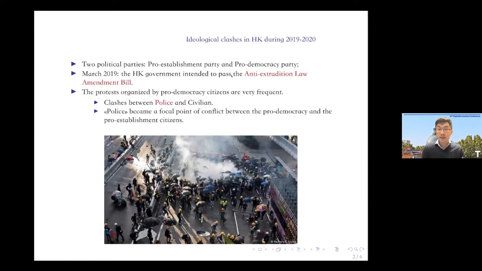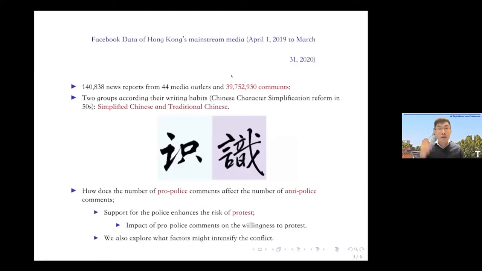Basically, pro-democracy citizens, they think the government has abused the power of the police, whereas the pro-establishment supporters, they support the government's use of police force to maintain the social public orders. And the discussion about police are raging from offline to online, and that motivates us to write this paper. We simply collect the data from Facebook's HK mainstream media's website. Our data covers 1 year from April 1st, 2019 to March 31, 2020.